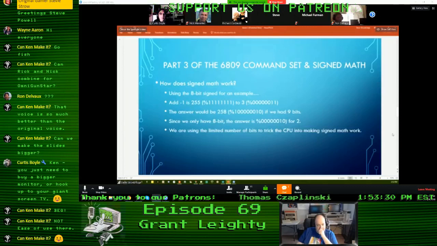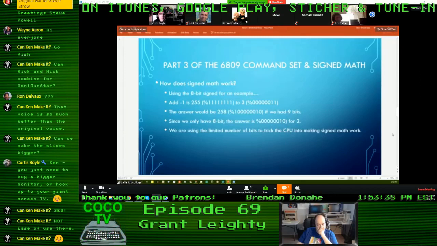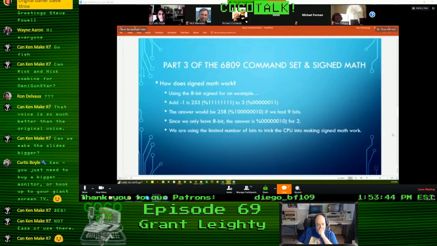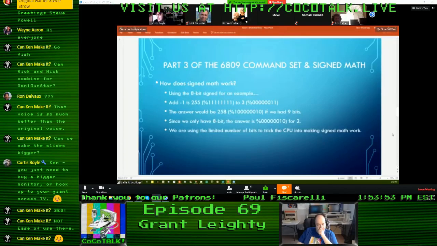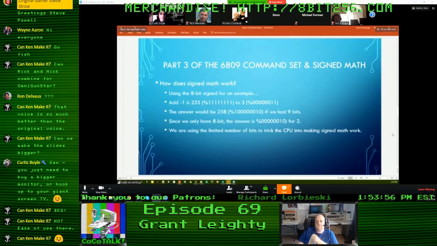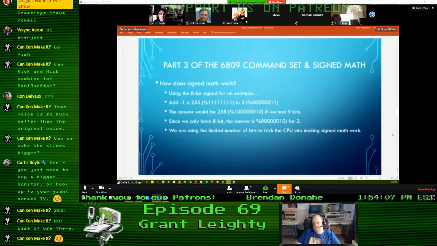So you can see we added -1, but because we are limited to 8 bits, we lose that 1 bit and the number becomes what we're actually doing, which is 2. So a -1 added to 3 becomes 2. See how the signed numbers work? There's nothing special we're doing to the CPU, other than the fact that because we're limited in number of bits, we lose a bit. It doesn't matter to our answer, and we get 2. So we added -1 to 3, and we got 2. And that's how that works inside the CPU.